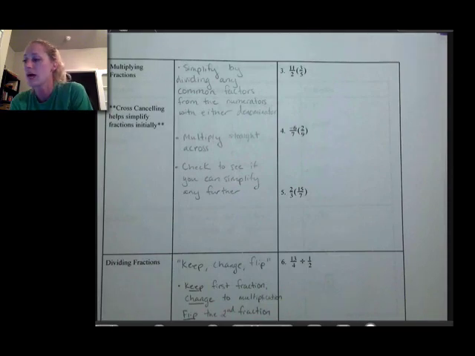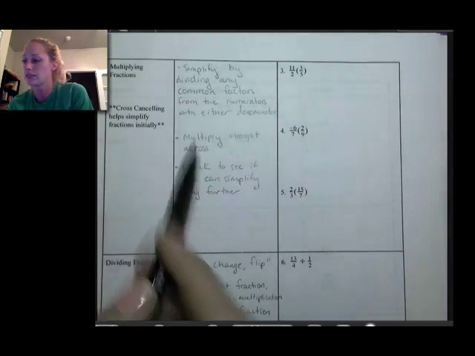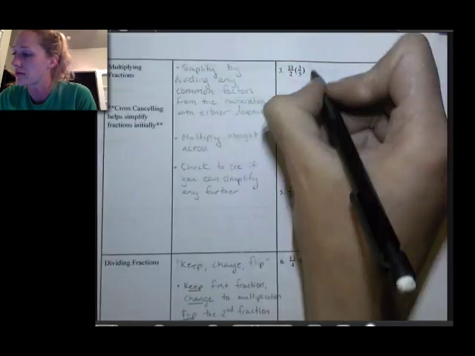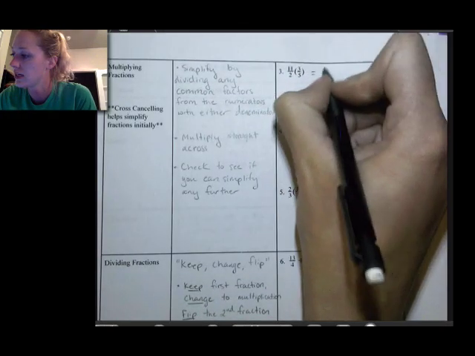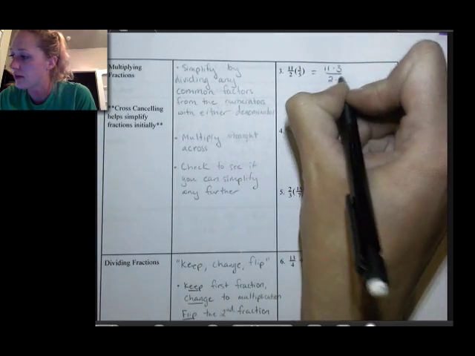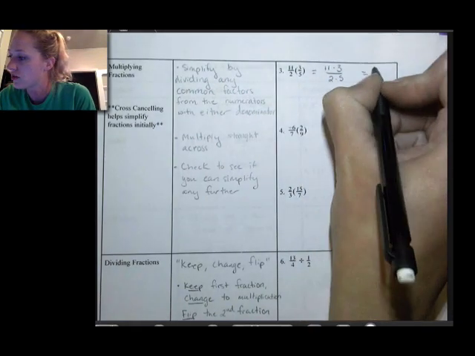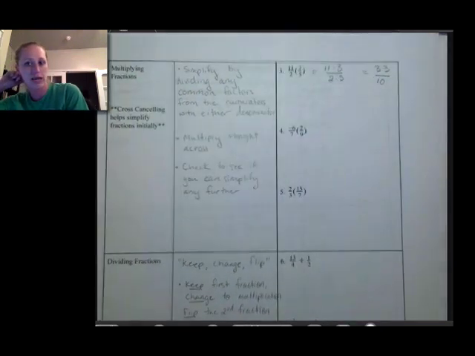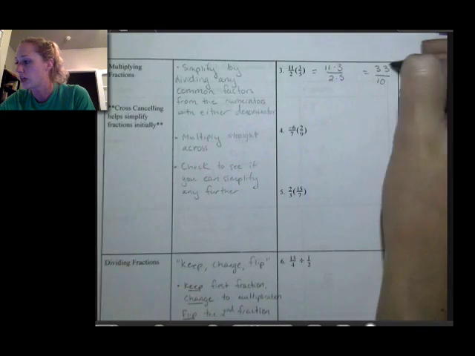So if I can't cross-cancel, I'm going to jump right into this piece. Multiply straight across. So numerator times numerator, denominator times denominator. 11 times 3 on the top and 2 times 5 on the bottom is going to give me 33 over 10. And then we always do want to check, could we reduce that any further? And in this case, we cannot.